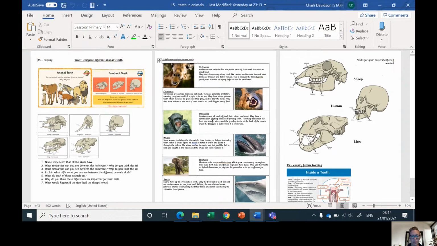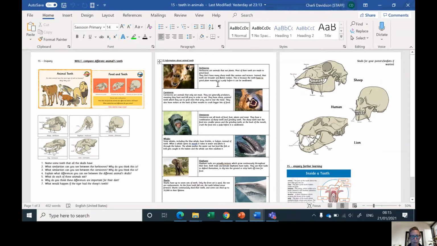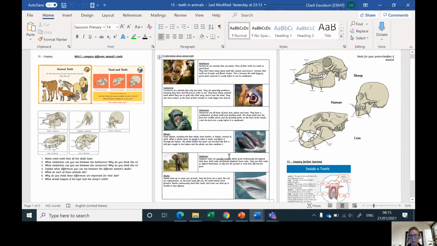Here is some information about animals, about herbivores, carnivores, omnivores, about whales, elephants and sharks, because they have quite special, quite unique teeth. Here there's some skulls, skull of a sheep, a human and a lion. Now there are two tasks today. One is this section here doing these questions, and the second one is to create a poster or leaflet or PowerPoint or something about teeth, about different teeth, how animals have different teeth depending on their diet. So I thought this information would be helpful to you.